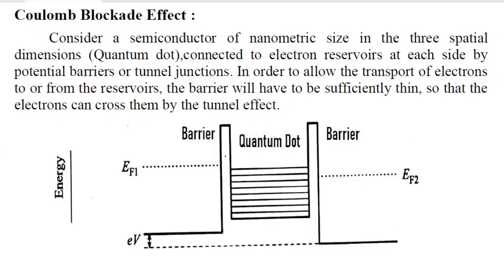Then suppose we wish to change the number of electrons in the quantum dot by adding just one electron, a single electron, which will have to tunnel from the left side of the quantum dot into the island. For this to happen, we will have to provide potential energy to the moving electron by means of a voltage source. That means you need to provide an external voltage for the tunneling effect.